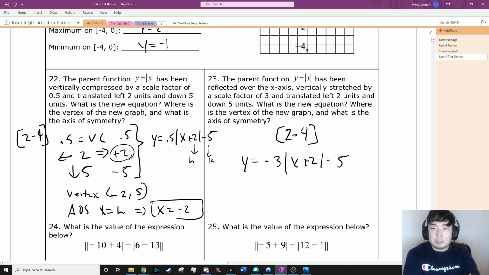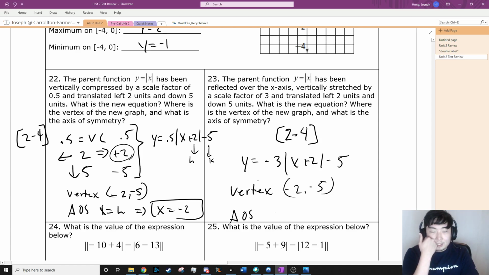Yeah, that makes sense. Okay. The vertex is the same, -2, 5, -2, -5. Oh shoot, this is -5. And the axis of symmetry is x equals 2. Same thing, -2.